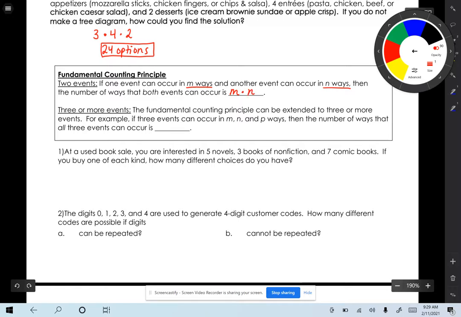For 3 or more events, the fundamental counting principle can be extended to 3 or more events. For example, if 3 events can occur in m, n, and p ways, then the number of ways that all 3 events can occur is m times n times p.